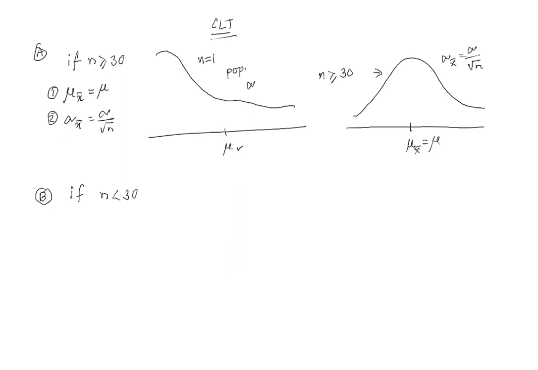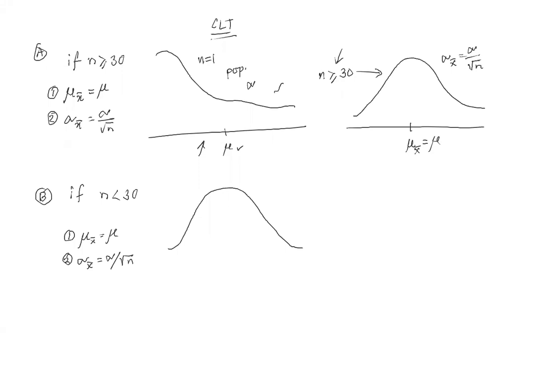Now, what if n is less than 30? In that case, how does it work out? These two conclusions still hold true. One is mu sub x bar is equal to mu. Number 2, sigma sub x bar is equal to sigma over square root of n. These two still hold true only if the initial population is bell-shaped. If you are drawing your sample, like here I'm drawing my sample of size greater than or equal to 30 from this population.